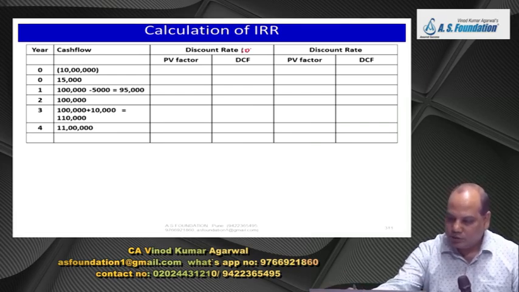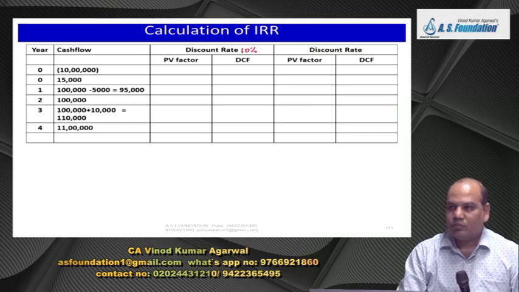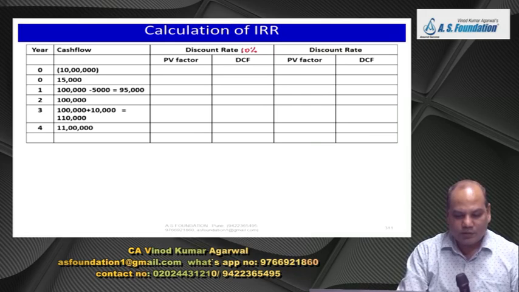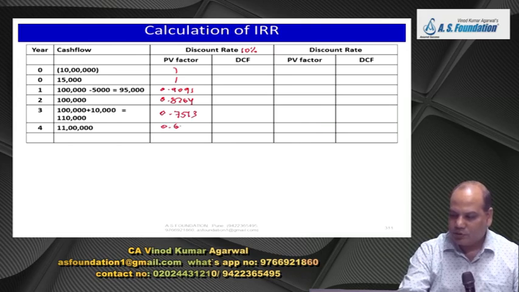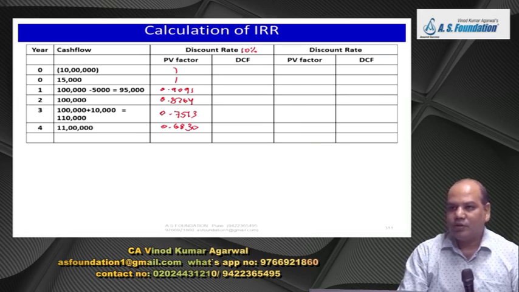So you start with 10% discounting factor because your interest rate itself is 10% and you have some other cash flows also. So discounting factor, first 1 upon 1.10 equal to 0.9091, 0.8264, then 0.7513, 0.6830. Is it right?